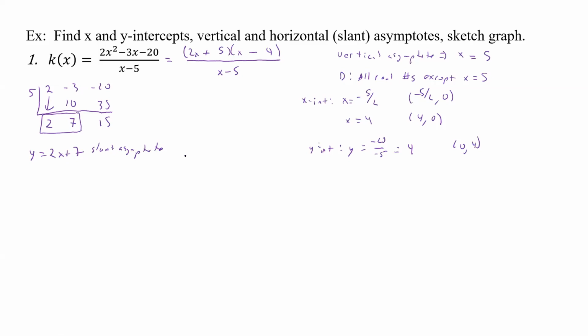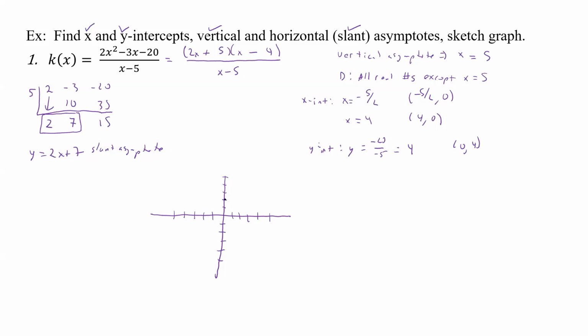All right, what else do we have? I think we got the x-intercepts, we got the y-intercept, we got the vertical, we got the slant. So I think we can sketch the graph now. Let's see how good we can draw this. So this is 2, 4, 6, 8, 10 on each axis.